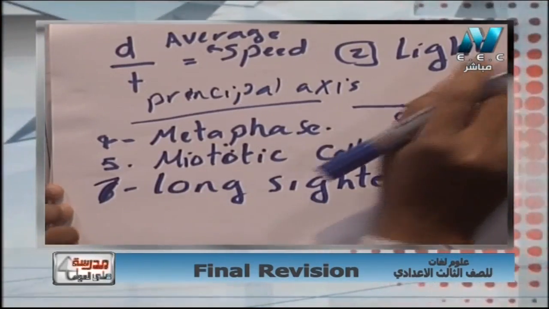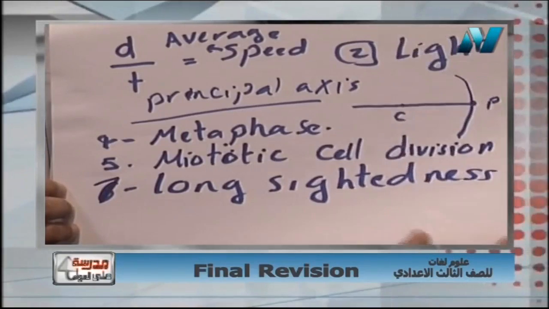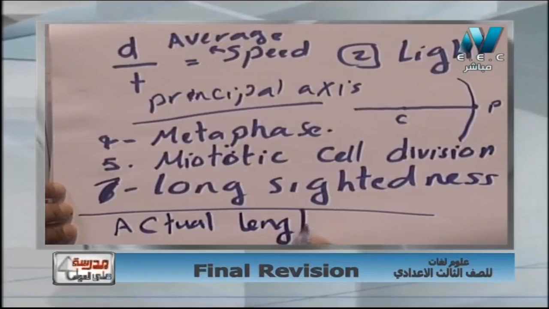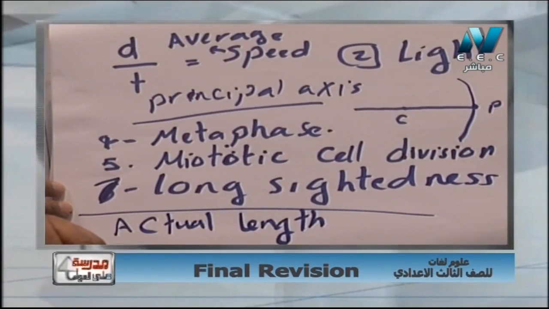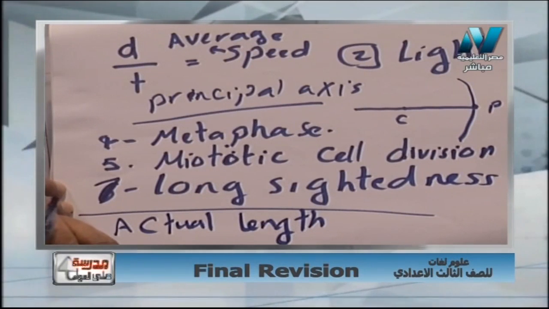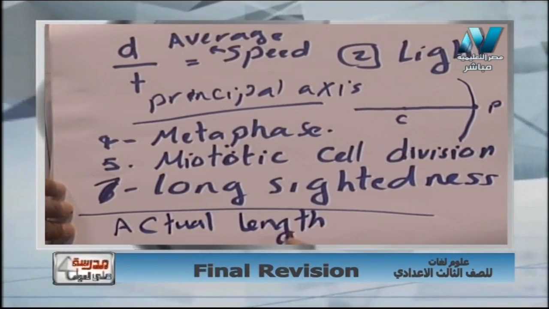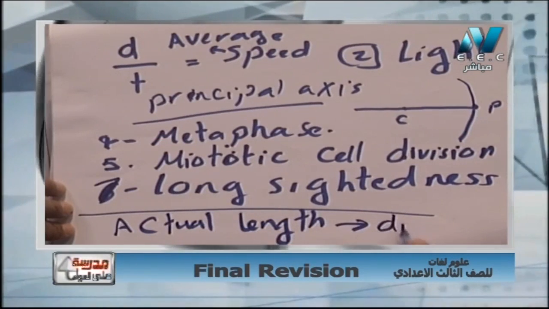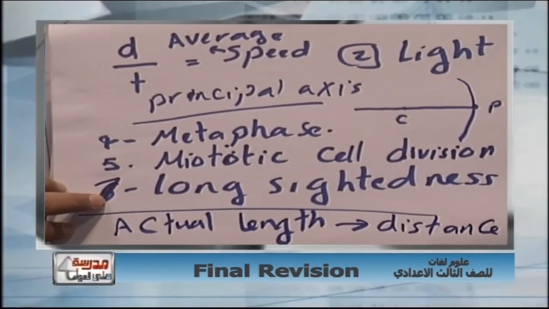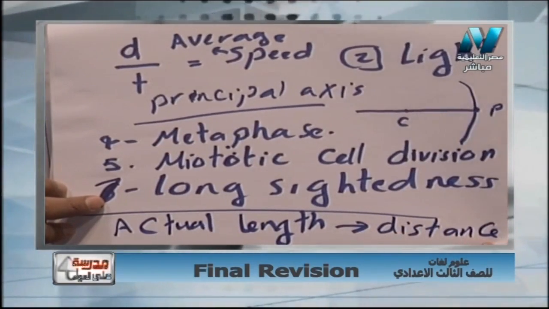Number eight, the actual length of the path that the moving object takes from start point to end point. Actual length, so sure it is distance. Remember that distance is scalar because it has magnitude only, while displacement is vector because it needs magnitude and direction to identify it. So actual length is distance.